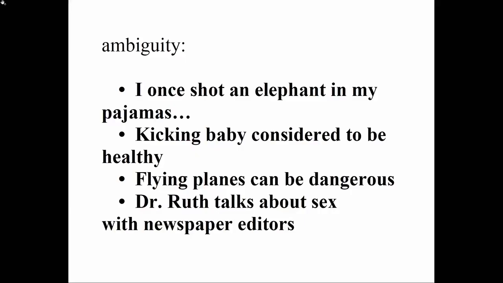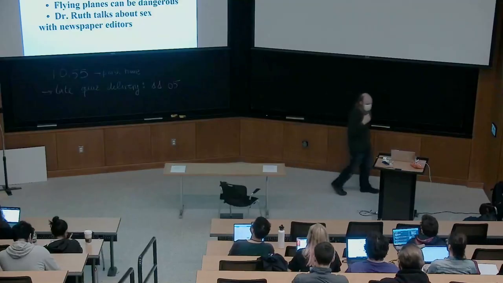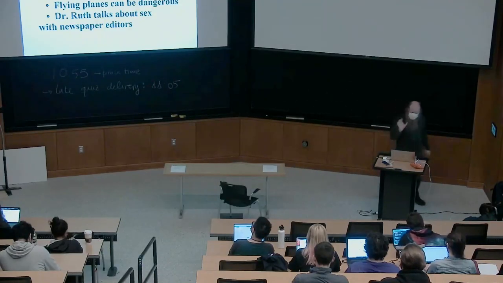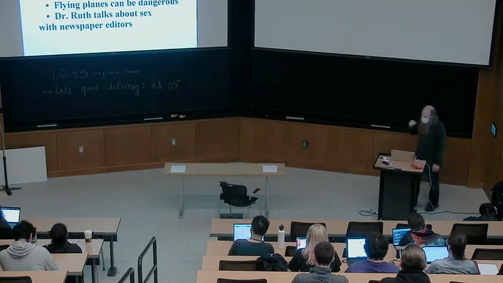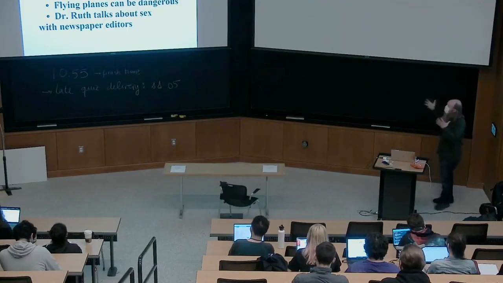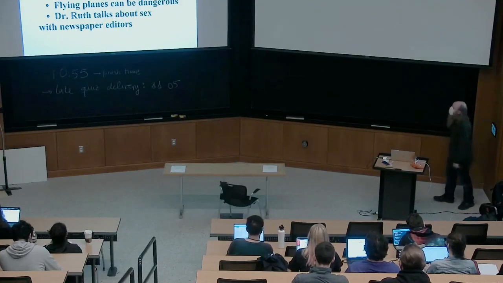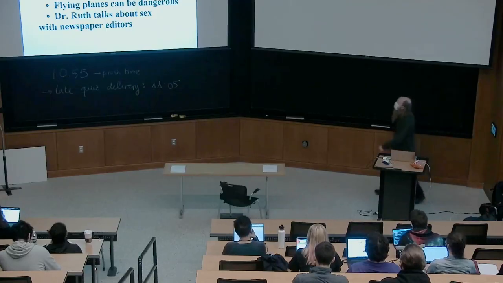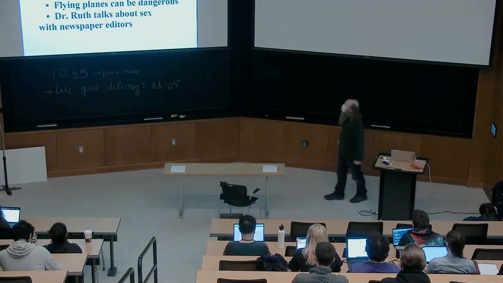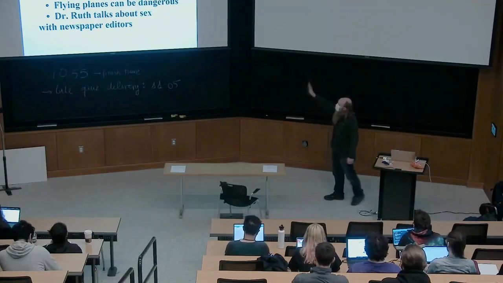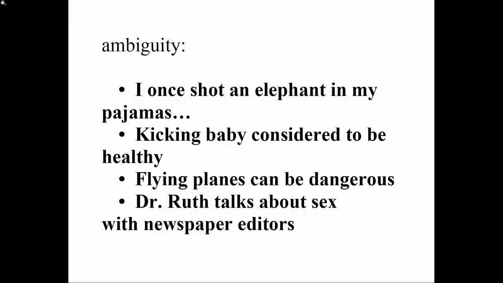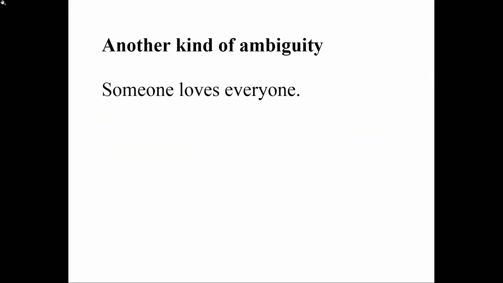So the sentence that we spent a lot of time talking about was, I once shot an elephant in my pajamas, where the whole joke was that in my pajamas could be attached in a couple different places. It could either modify the elephant or it could modify the verb phrase, shot an elephant. And the upshot was that the pajamas could be on either of you. Similar kinds of ambiguities in these other examples. But there's another kind of ambiguity that's the one I want to talk about today.